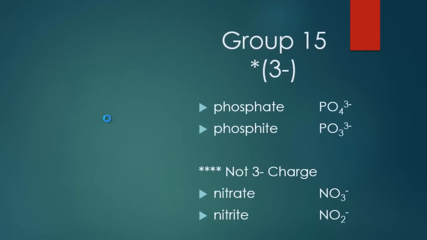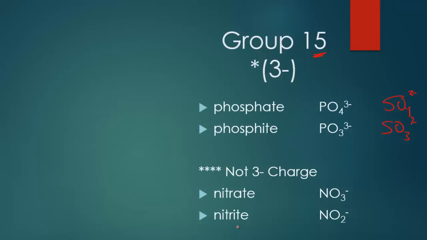Good. Now let's slide over to group 15. Group 15, they have 5 valence electrons, and therefore they gain 3. That's why they're 3 minus. I put little asterisks here because a couple of these don't follow that. Now phosphate and phosphite are just like sulfate and sulfite, where they have 4 or 3 oxygens respectively. So it's a 3 minus charge, and it's PO4 3 minus, PO3 3 minus, just like group 15 should have. Phosphate, phosphite.